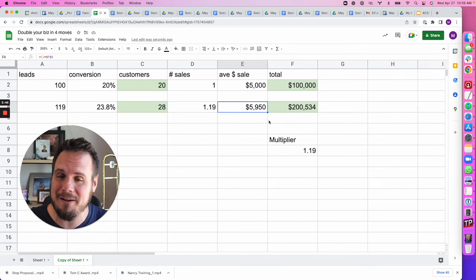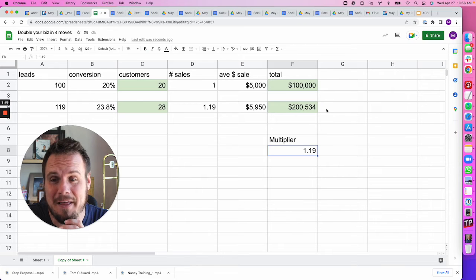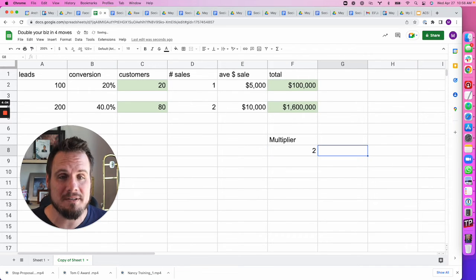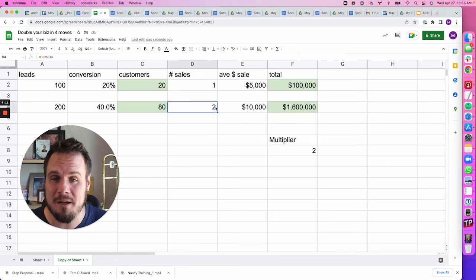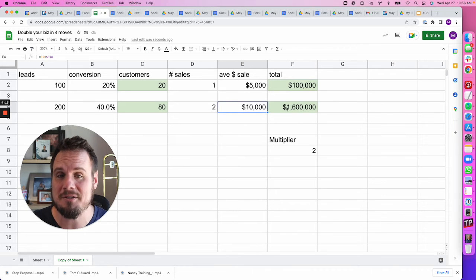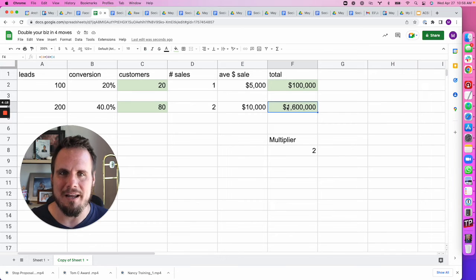Now let's have some fun, since while you're here, what if we did double each one of these categories? Maybe you guys have already been crunching that number, so no cheating on that. But if you haven't yet, get in your mind, what do you think this number becomes? We double each one of these things here. All right, you got that number? $1.6 million, right? 200 leads with a 40% conversion rate gives you 80 customers. 80 customers, each buying 2 times from you at $10,000 a piece, is what leads us to $1.6 million, right? So that's the power in multiplication.